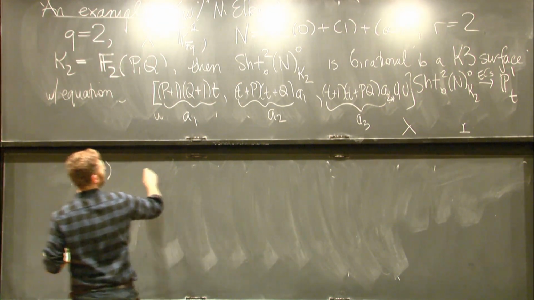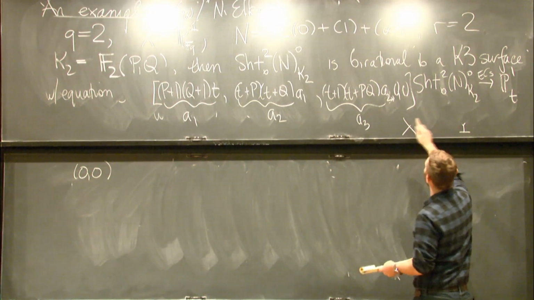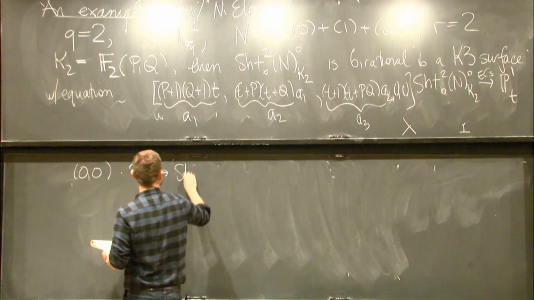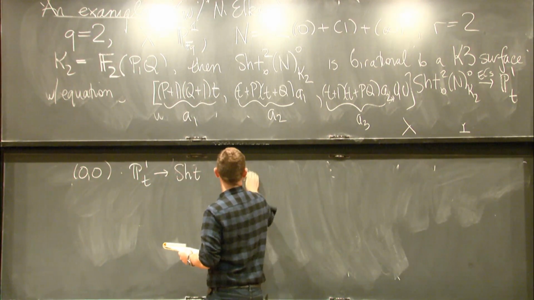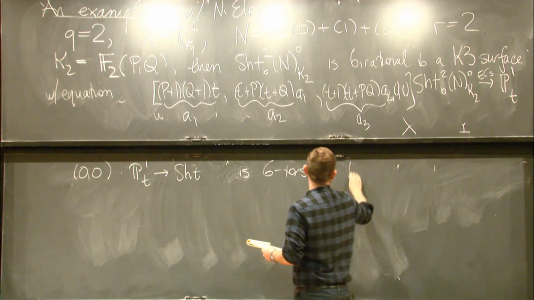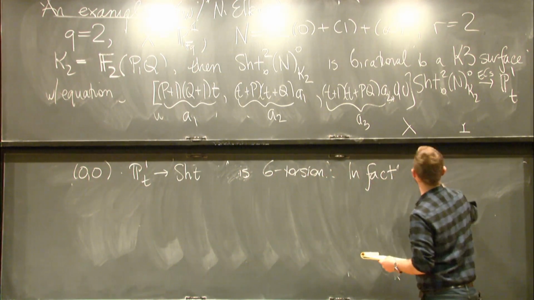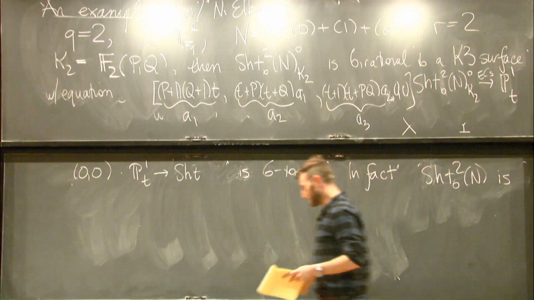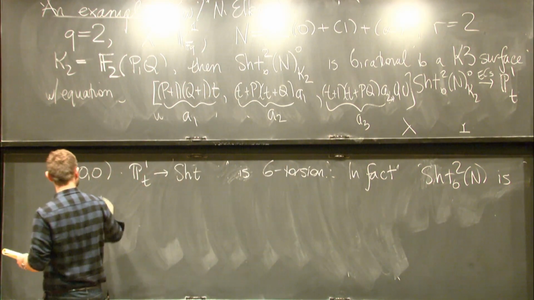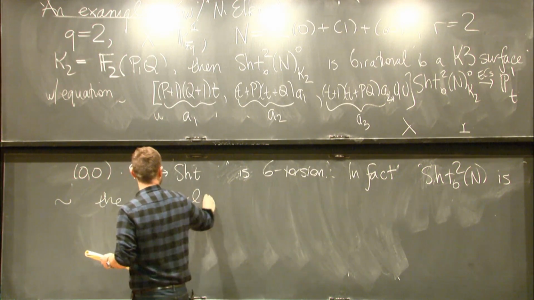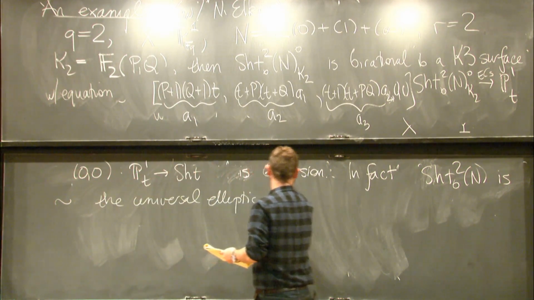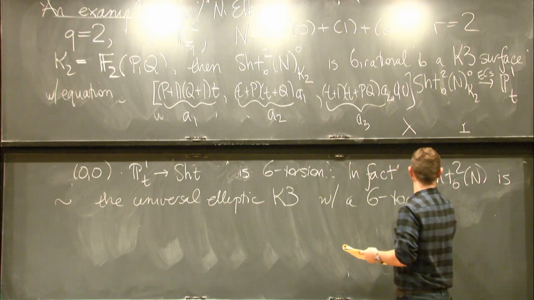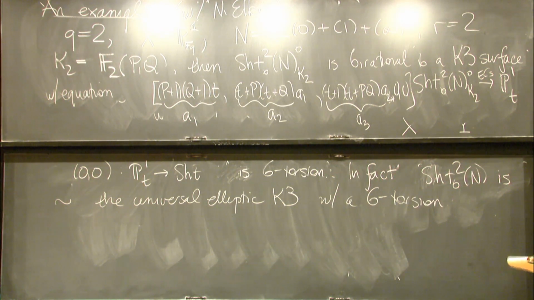So if this is y squared plus yada, yada, yada, because this last term is zero, then zero, zero is a section of this. And this has six torsion. So in fact, this space of shtukas is birational to the universal elliptic K3 with the six torsion section, through some coincidence. All right, fine. That's not the most important thing, but it's interesting.